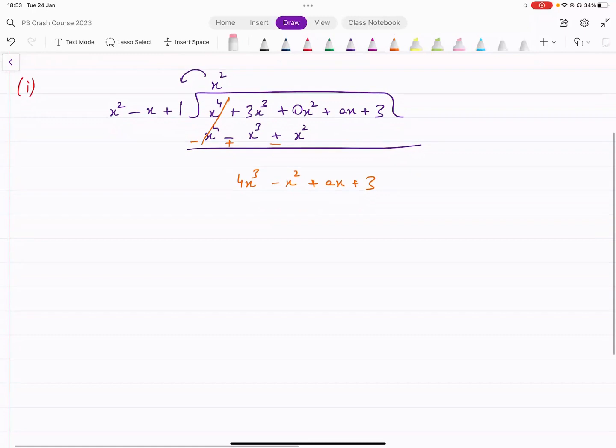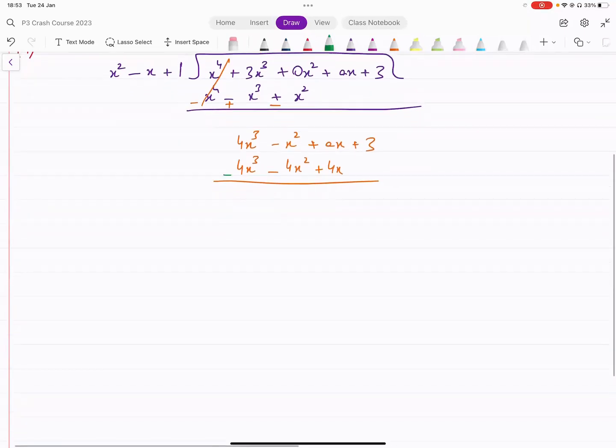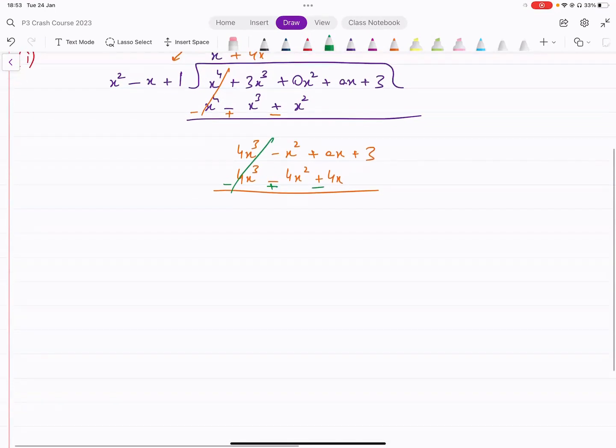Now, what do you multiply x squared by to get 4x cubed? You multiply it by 4x. So 4x into this whole thing now. That gives you 4x cubed minus 4x squared plus 4x. Again, you change the signs. This becomes minus, plus, minus. This gets cancelled. Minus x squared plus 4x squared, that is 3x squared, plus ax minus 4x. This is the x term.